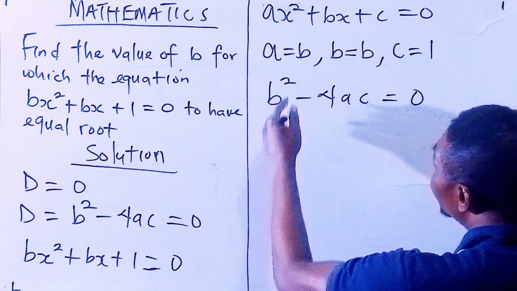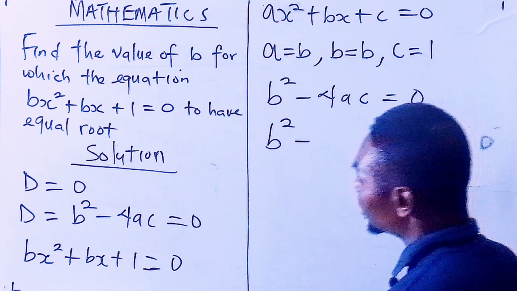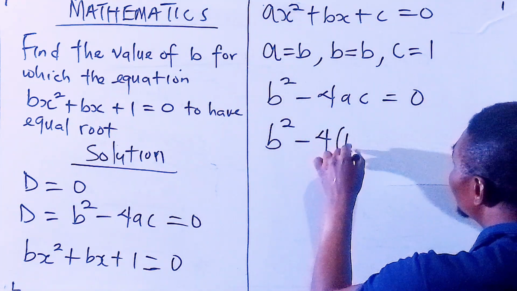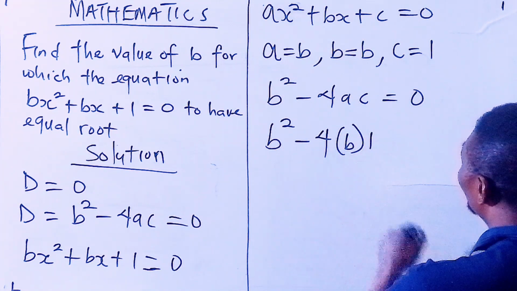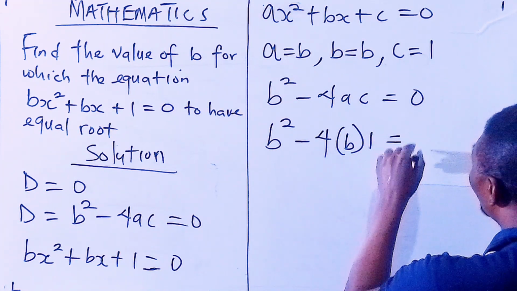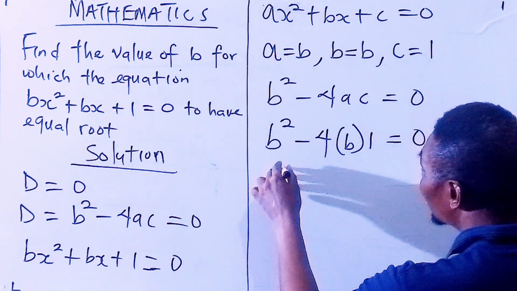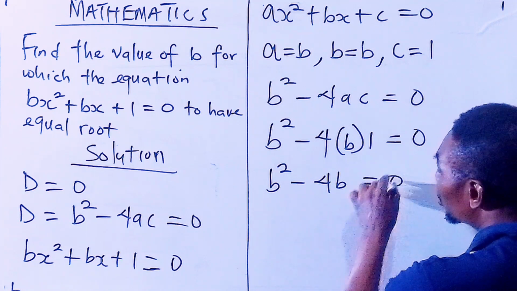From this, our b is still b, so we have b squared minus 4. What is our a? Our a is b. Then our c is 1. All equal to 0. So here, b squared minus 4b is equal to 0.